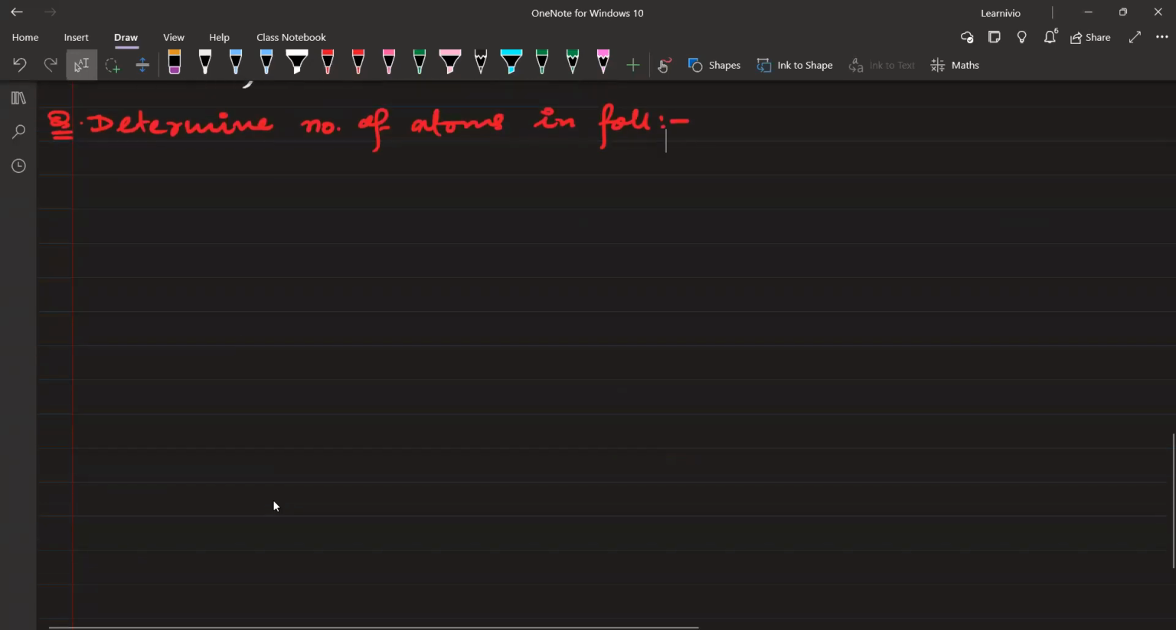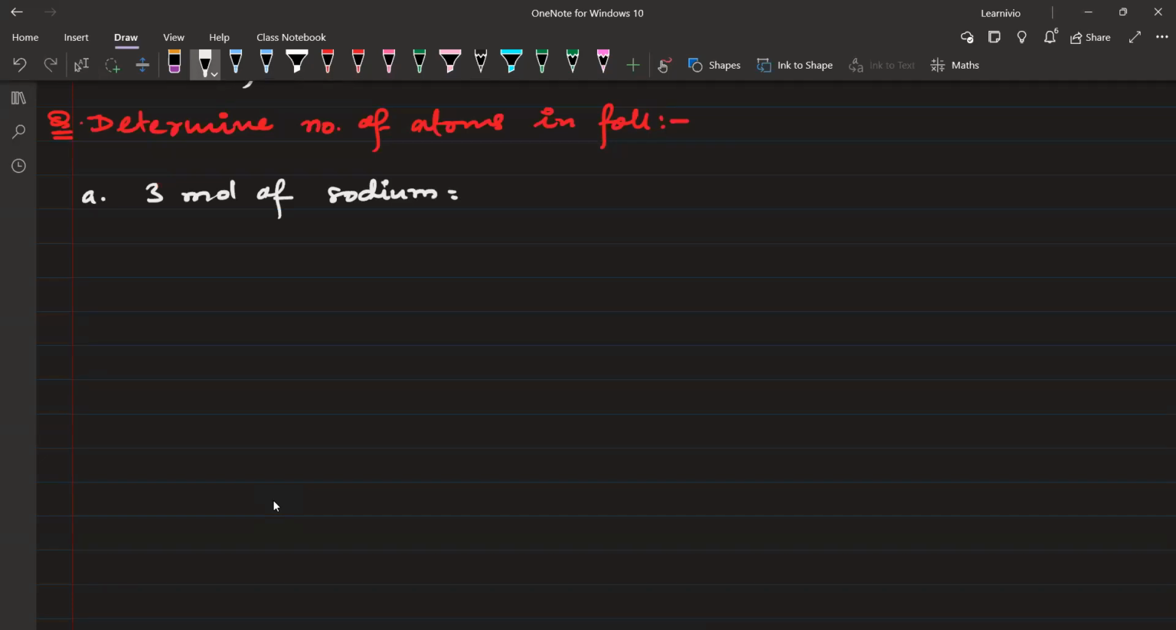For example, if I say 3 moles of sodium, then how many atoms are there? Sodium is a metal. It has atoms only. So it will be 3 into 6.022 into 10 to the power 23 atoms in 3 moles of sodium. Does that make sense? Yes or no? Please tell me. Yes.